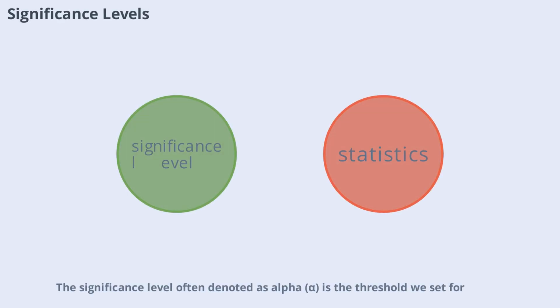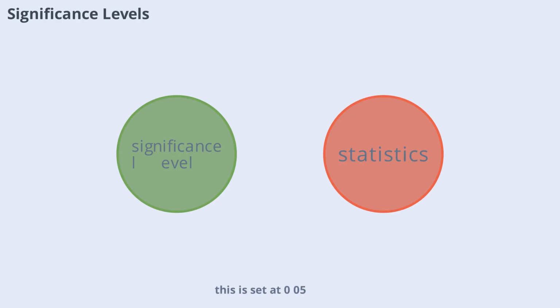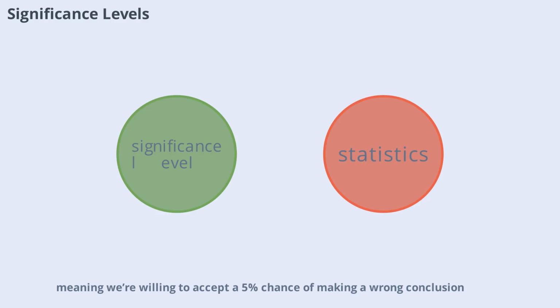Significance level, often denoted as alpha, is the threshold we set for deciding whether a result is statistically significant. Commonly, this is set at 0.05, meaning we're willing to accept a 5% chance of making a wrong conclusion. If the probability of our result occurring by chance is less than alpha, we reject the null hypothesis.